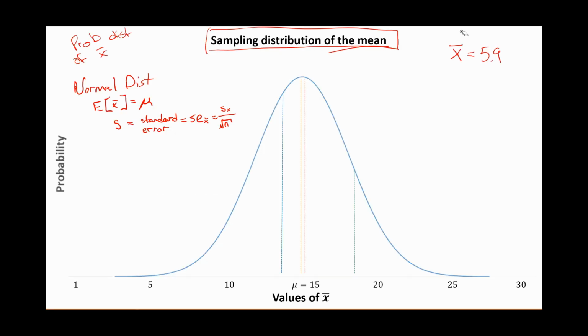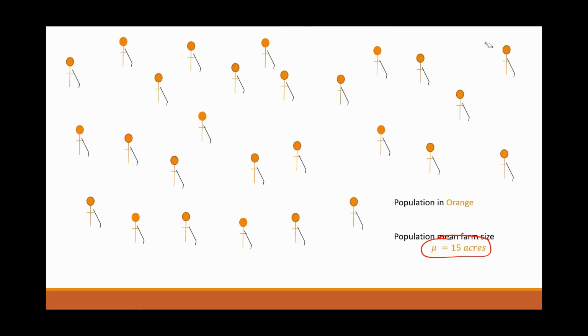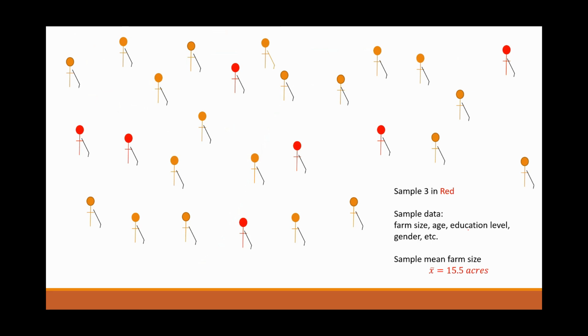Okay, so I've been going back and forth a little bit between the wage illustration and this farmer illustration. Let me jump back to the farmer illustration just to be consistent. Here, we're saying we would like to know the average farm size of a bunch of farmers. We don't have data on all those farmers, so we don't actually know what the population mean is. Instead, we collect a sample of farmers, and it could be any of these samples. We just randomly pick a sample. So let's just say we pick the red one. We randomly pick a sample, and we get an estimate of 15.5 acres. I'll give you another example of a different sample mean in a minute.